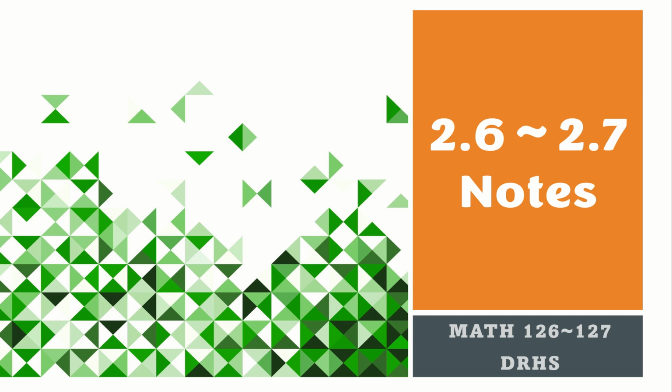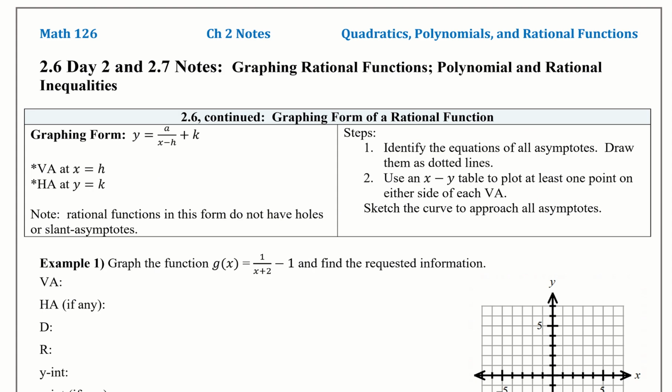Welcome to this video. We're going to be taking notes on just a very small portion of the rest of 2.6, and then we'll also look at 2.7. This is for Math 126, 127. Today, we're going to finish up a little bit of information about graphing rational functions, and then we're going to look at polynomial and rational inequalities, where instead of an equal sign, we have less than, greater than symbols, and so forth.